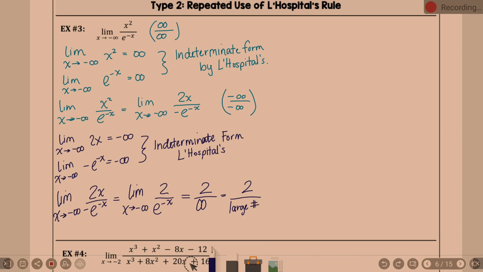So, 2 divided by 100 is 0.02. 2 divided by a million is 0.000-something, however many zeros, 2. Are you seeing where I'm going with this? What's that result going towards? Smaller and smaller and smaller, approaching 0.